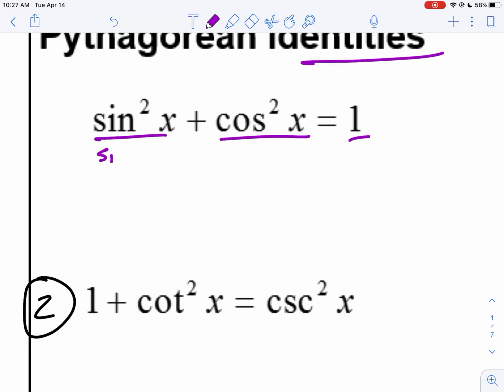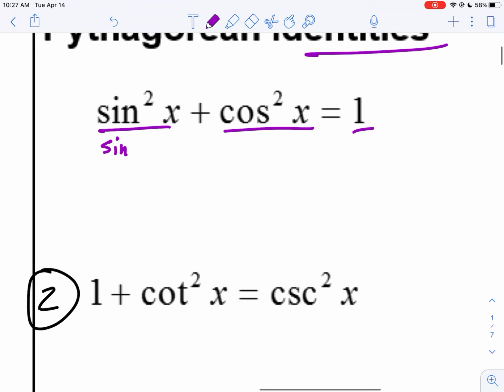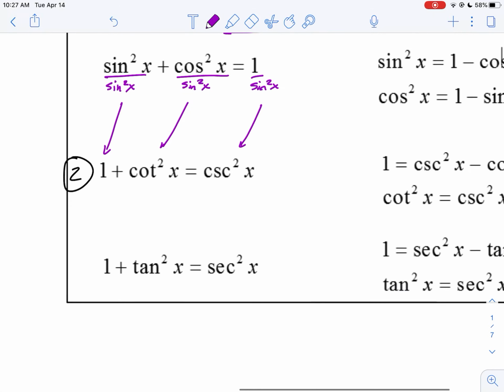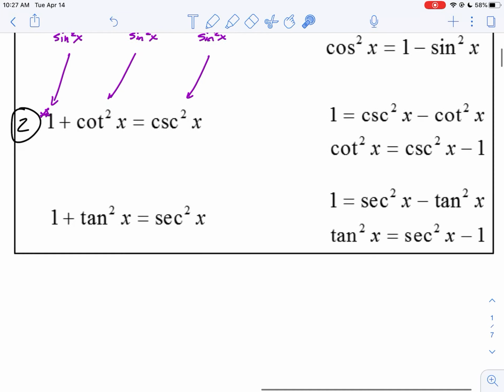And so like any equation, as long as we perform an operation on both sides, we're able to make a new equation. So in this case, I'm going to start out and just divide both sides by sine squared of x. And so I needed to divide everything by that. Sine squared over sine squared becomes 1. Cosine squared over sine squared becomes cotangent squared. And 1 over sine squared becomes cosecant squared. And so you see, by dividing by sine squared, we get this new Pythagorean identity.